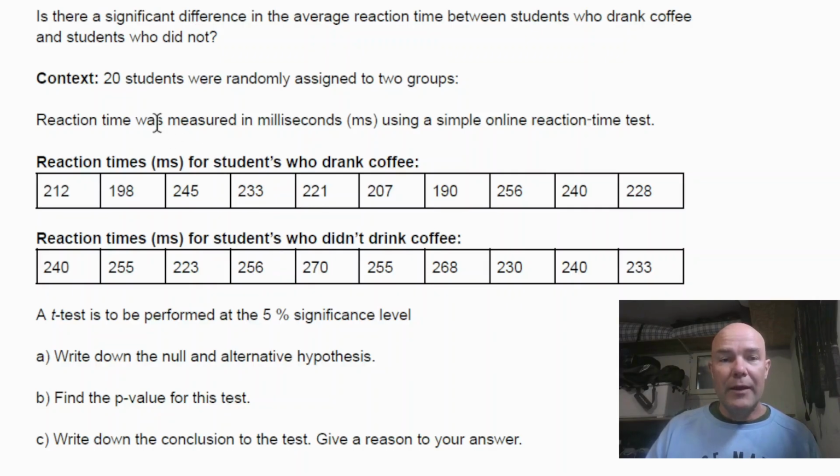So we can see the question here: is there a significant difference in average reaction time between students who drank coffee and students who did not? And here are typical questions that follow a two-sample t-test: writing down the null hypothesis, alternative hypothesis, p-value, and then using the p-value to make a conclusion. So let's go into our calculator.